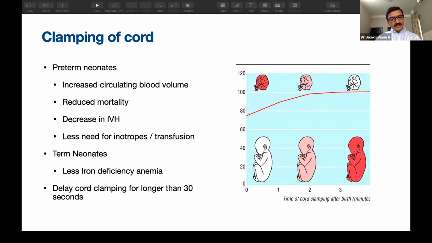So, as per the NRP guidelines, we have to delay cord clamping for longer than 30 seconds, but preferably it will be better to delay cord clamping by at least 1 to 2 minutes after birth.